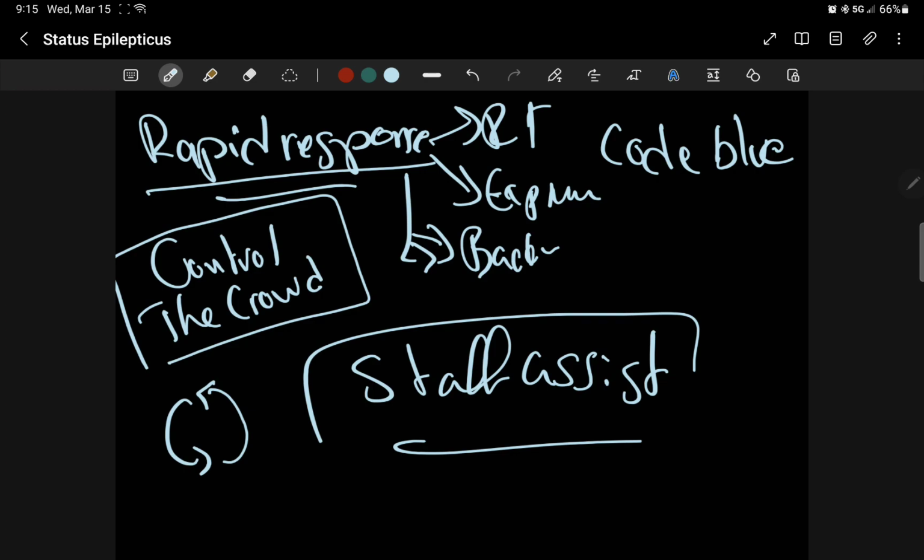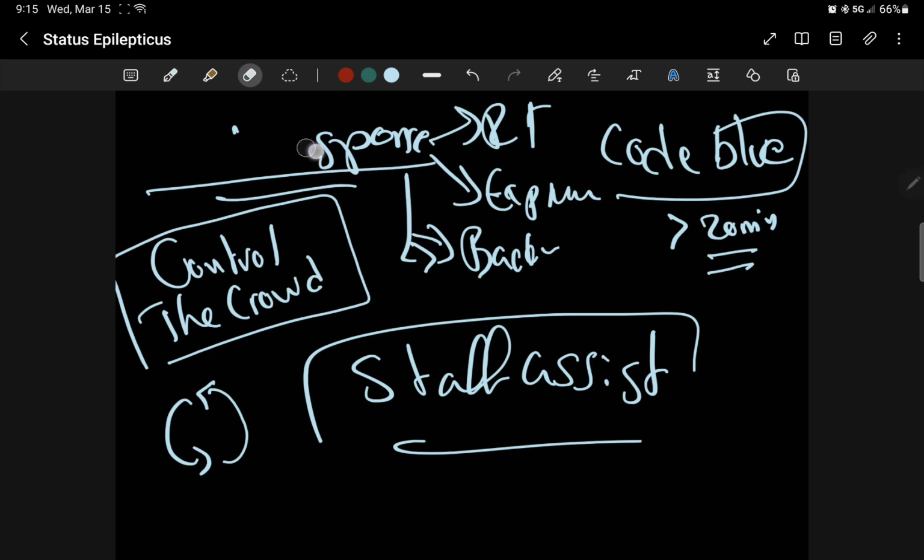Okay? And be aware that a seizure can be considered a code blue if it is lasting more than 20 minutes. In some guidelines, it is considered a code blue. Remember, time is brain at this point.